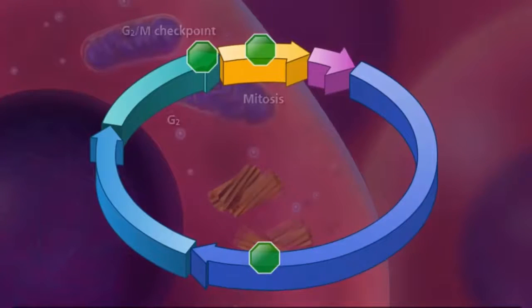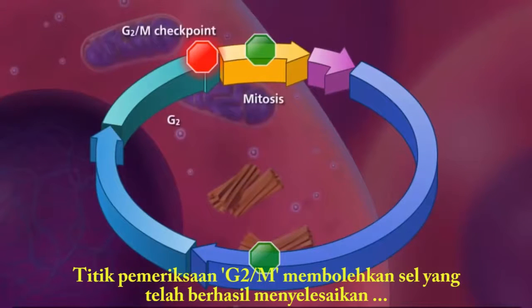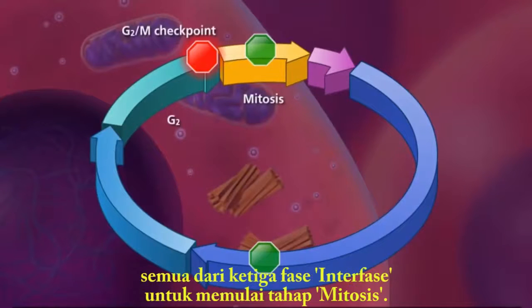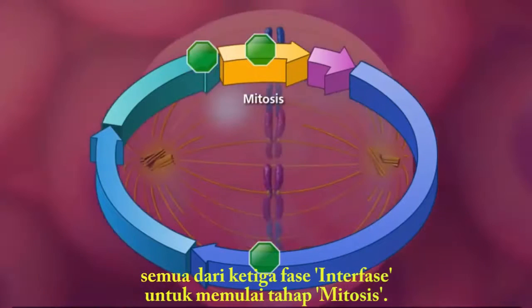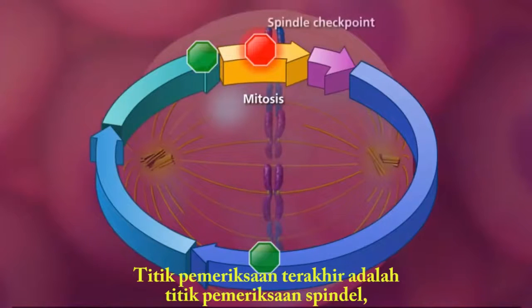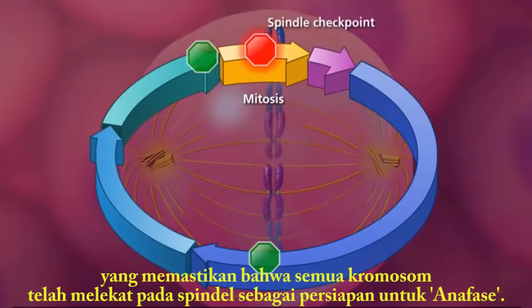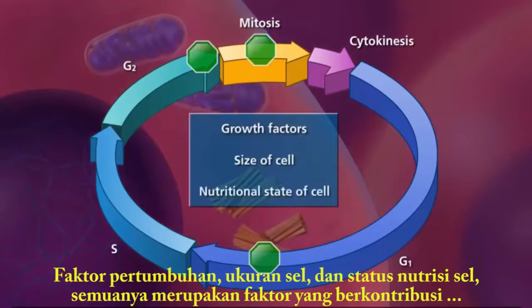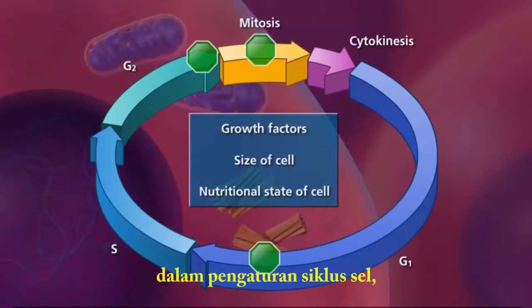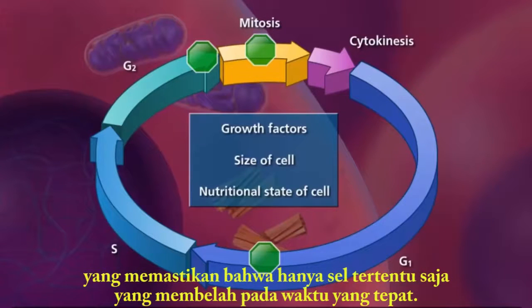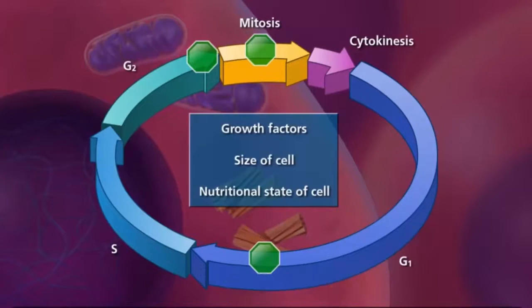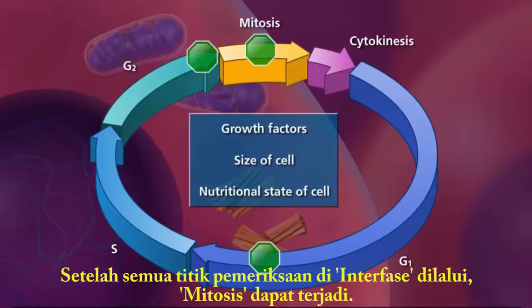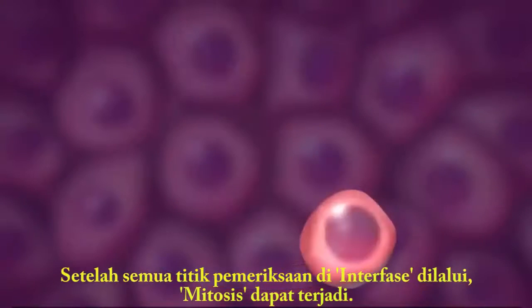The G2M checkpoint allows cells that have successfully completed all 3 phases of interphase to begin mitosis. The last checkpoint is the spindle checkpoint, ensuring that all chromosomes have attached to the spindle in preparation for anaphase. Growth factors, the size of the cell, and the nutritional state of the cell are all contributing factors in cell cycle regulation, ensuring that only certain cells divide at appropriate times. Once all the checkpoints in interphase are cleared, mitosis can occur.